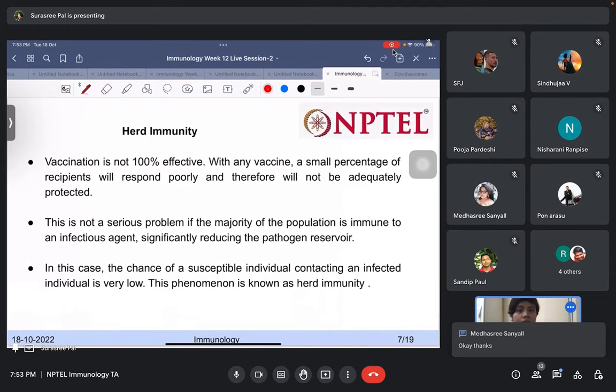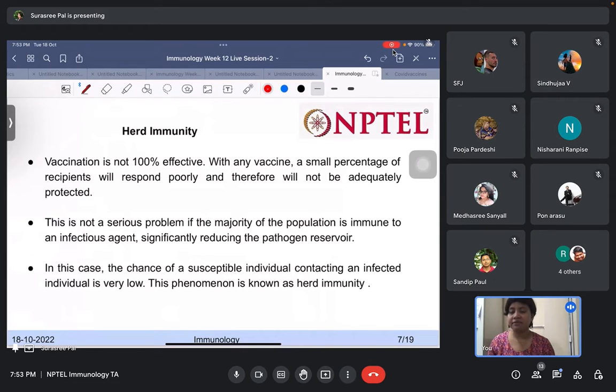If the other 5 people who are not very protected by the vaccine do not get contact with the disease anyhow, then they will also not show any disease. So therefore they will also be immunized if the majority of the population is immunized. So that is known as herd immunity.